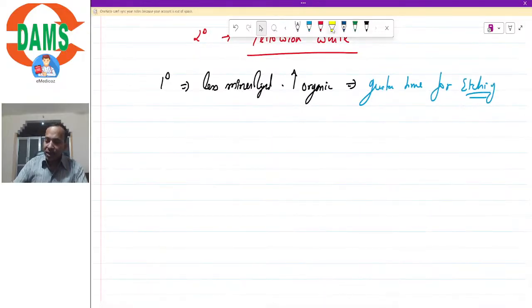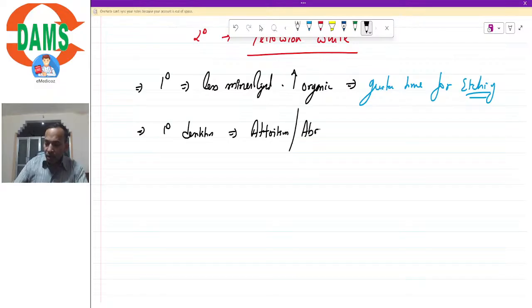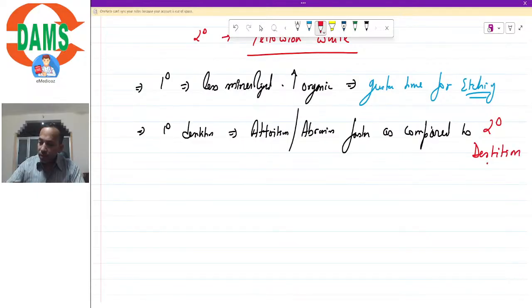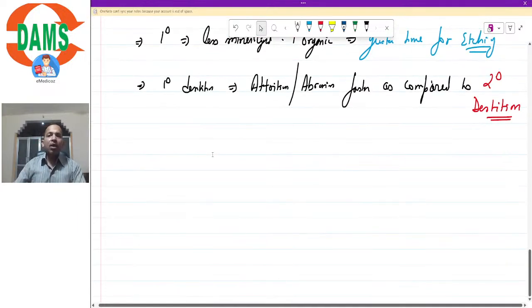What other clinical significance can we think of? Since it is less mineralized, primary dentition undergoes attrition or abrasion faster as compared to permanent dentition, right? So as compared to the permanent dentition, they would abrade at a quicker pace. They would undergo attrition at a quicker pace. So this is about the mineralization.